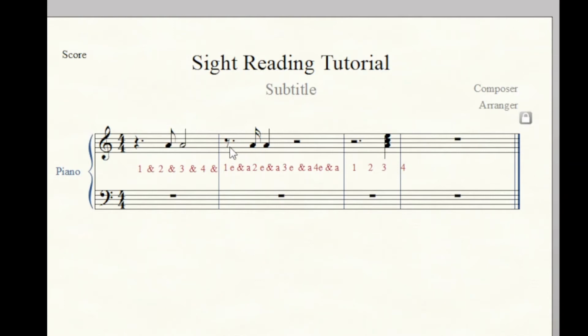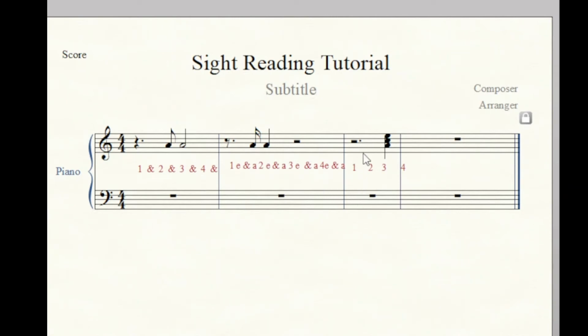And same goes for the 8th note rest. You would have the 8th rest plus half of that, which would be a 16th rest. So this would be held for the 1 E and this note would be on the A. And then this note would be on the 2 E. So 1 E and A, 2 E and A, 3 E and A, 4 E and so on.